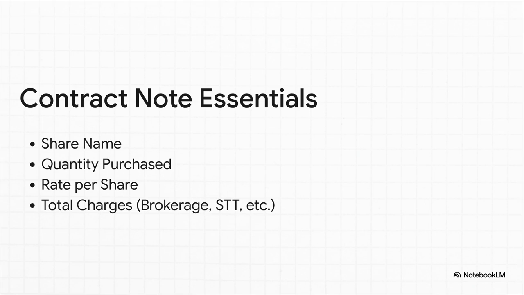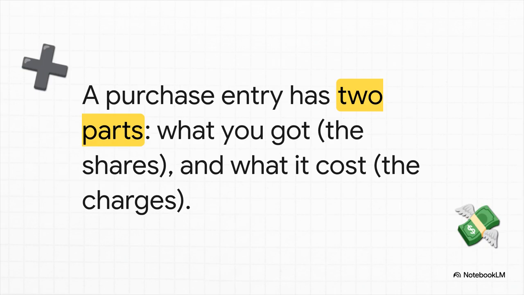You're really just on a treasure hunt for 4 things: the name of the share, how many you bought, the price for each one, and the grand total of all those little charges like brokerage and taxes. That's it. We're going to record this purchase using a simple journal entry, and the logic is really straightforward.